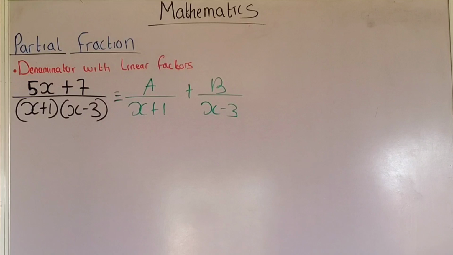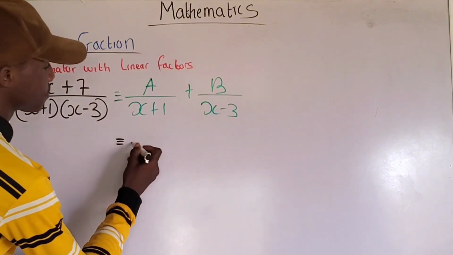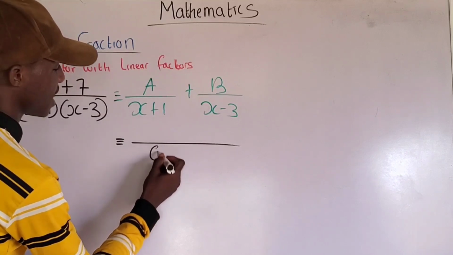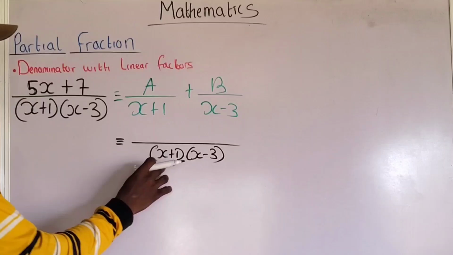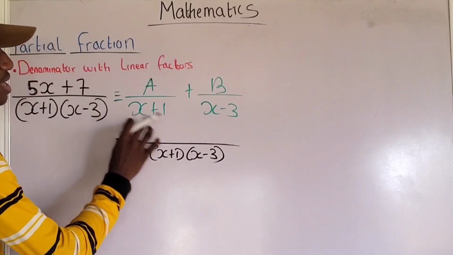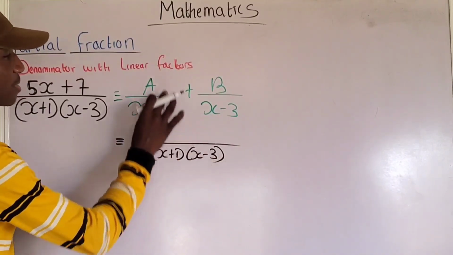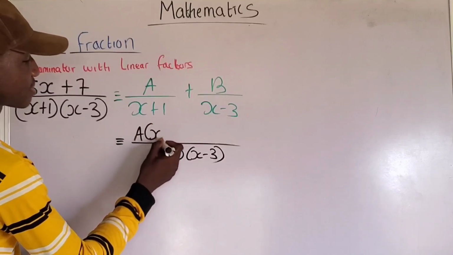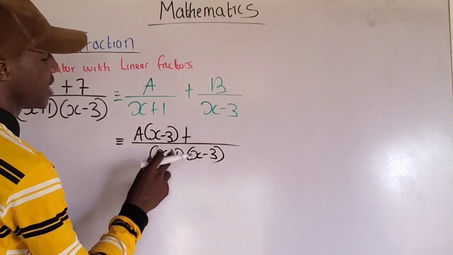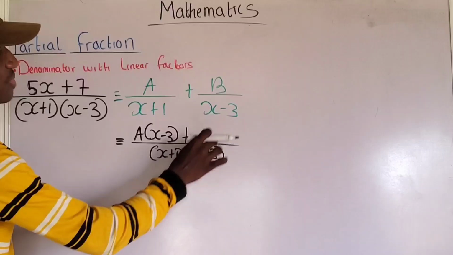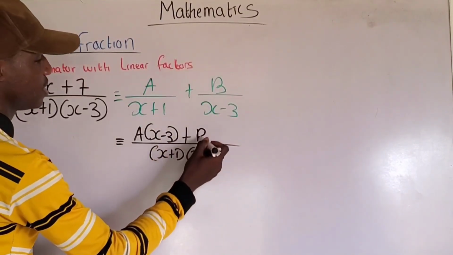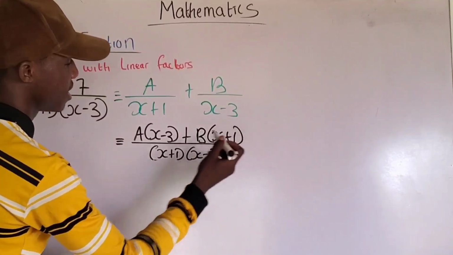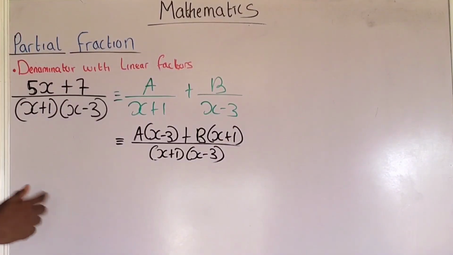Simplify the right hand side. If you want to simplify, we are going to have the product of x plus 1 and x minus 3, right? So x plus 1 multiplied by x minus 3 divided by x plus 1, I'm going to have x minus 3. x minus 3 multiplied by A. That is A multiplied by x minus 3, plus x plus 1 multiplied by x minus 3 divided by x minus 3, that is x plus 1. x plus 1 multiplied by B. That is B multiplied by x plus 1. Okay? So now, we are done with that.